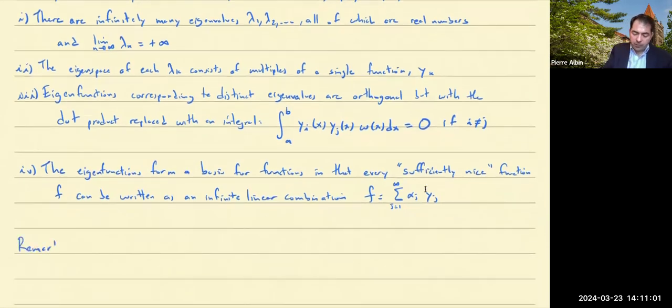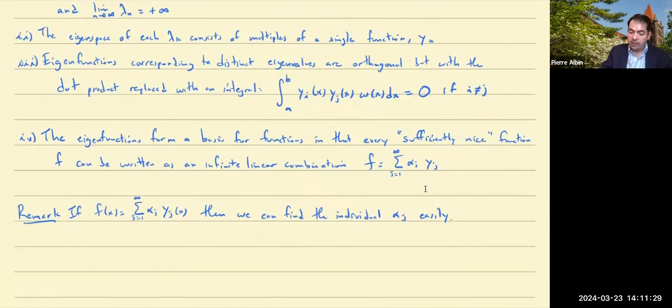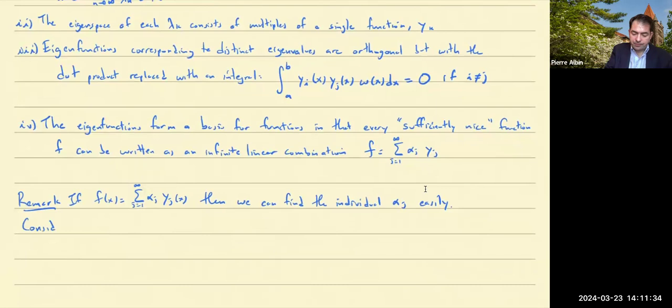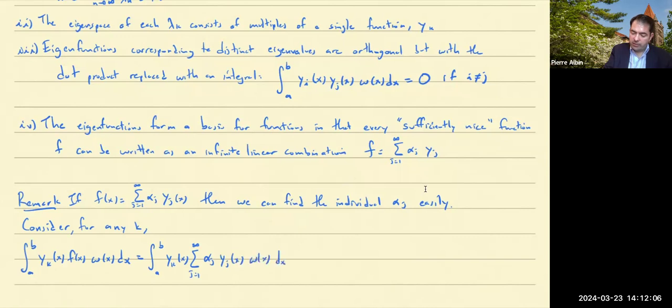Right. Now, as a remark, if f of x is equal to this sum, then we can find the individual alpha j easily, just like we did in the finite dimensional case, for matrices. So I consider, for any fixed k, the integral from a to b of y sub k of x times f of x w of x dx. This is the integral from a to b of y k of x times this sum, j goes from 1 to infinity of alpha j y j of x w of x dx, right?